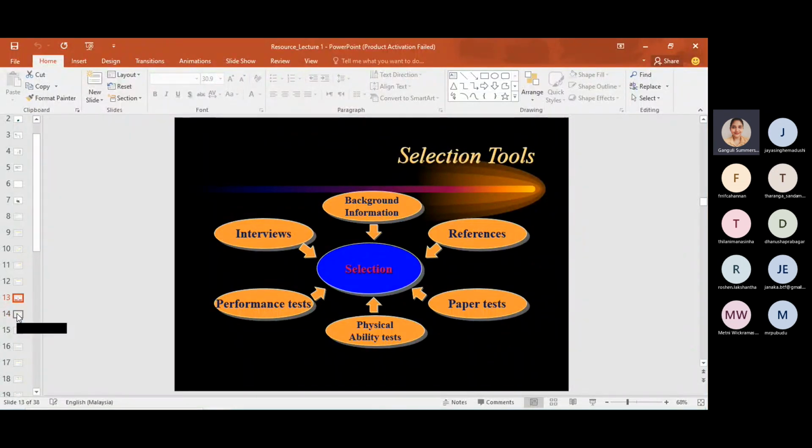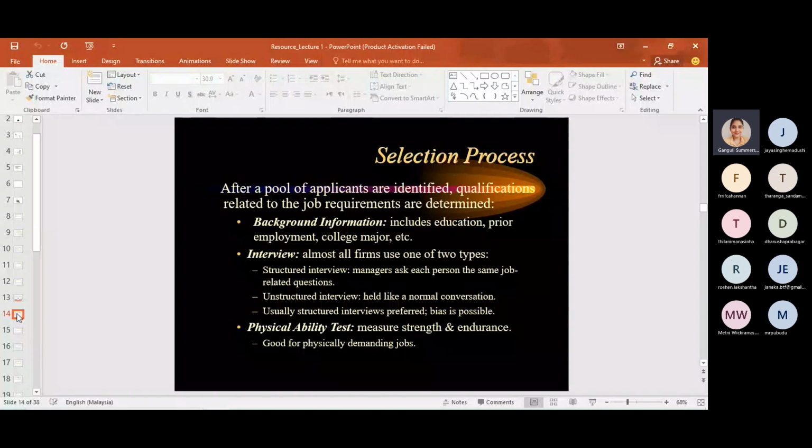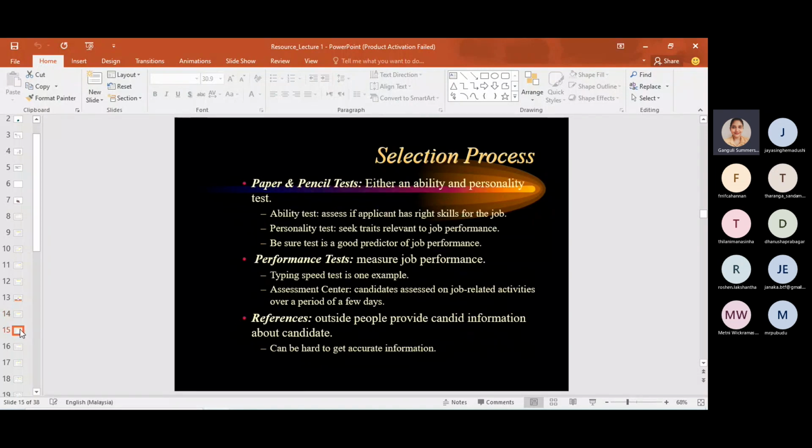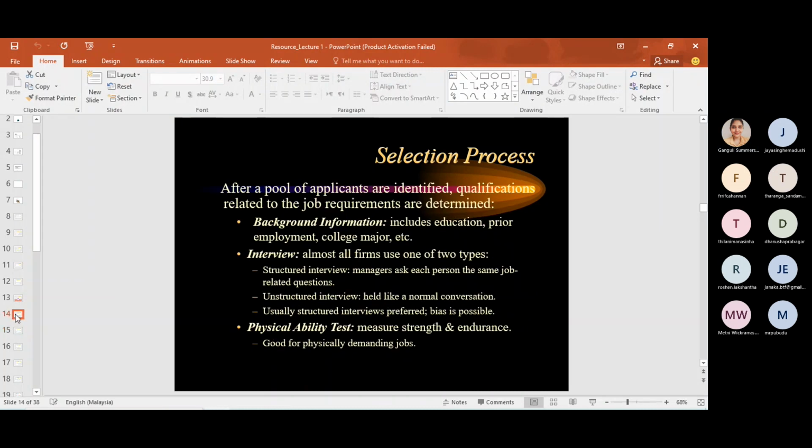So let's see what background information is. What are interviews? What are physical ability tests? What are paper and pencil tests? Likewise, we can discuss the selection tools in detail. So what is background information? Background information of a person means their education, their prior work experience, their degree, their college major. Those are some examples of background information.